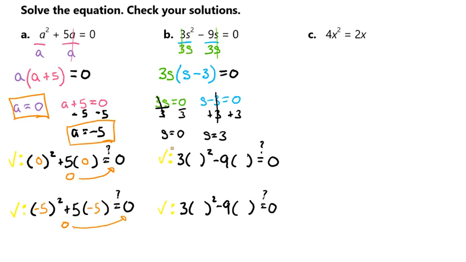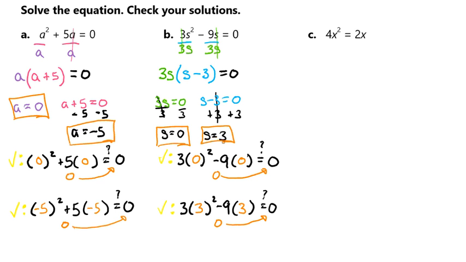We're first going to start with our 0. So we're plugging in our 0, and when we plug in 3 times 0 squared minus 9 times 0 in the calculator, we're going to get a 0, which matches what we need it to match. So we get that s equals 0. Now we're going to check our 3, so we're going to plug that in. And if we plug in 3 times 3 squared minus 9 times 3, we're going to get a 0, which matches what we needed it to match, telling us that s equals 3 is a solution.